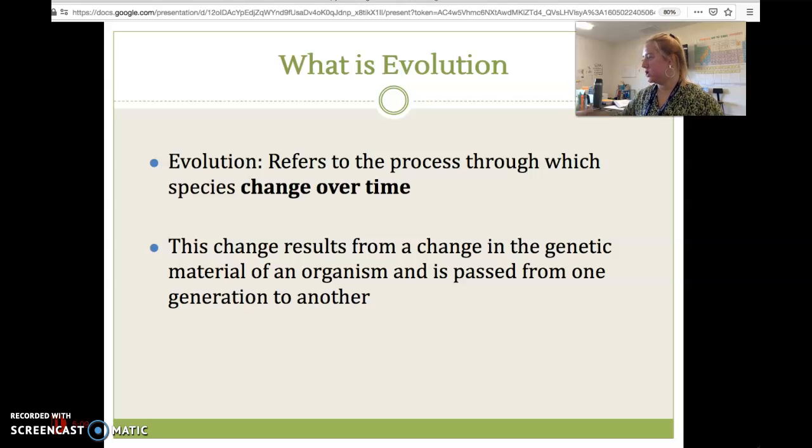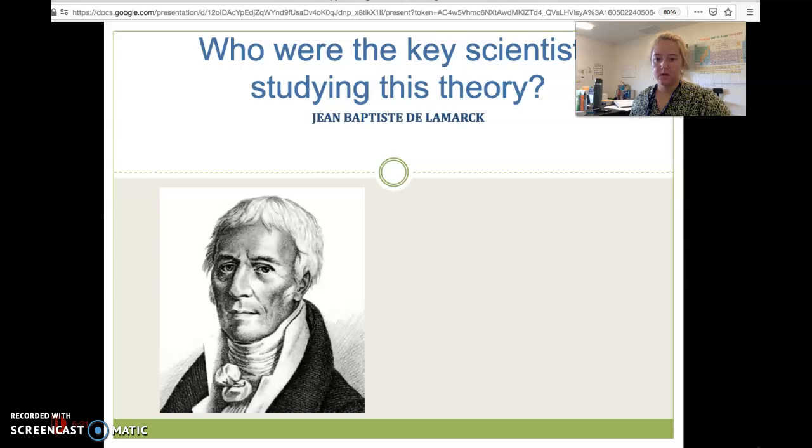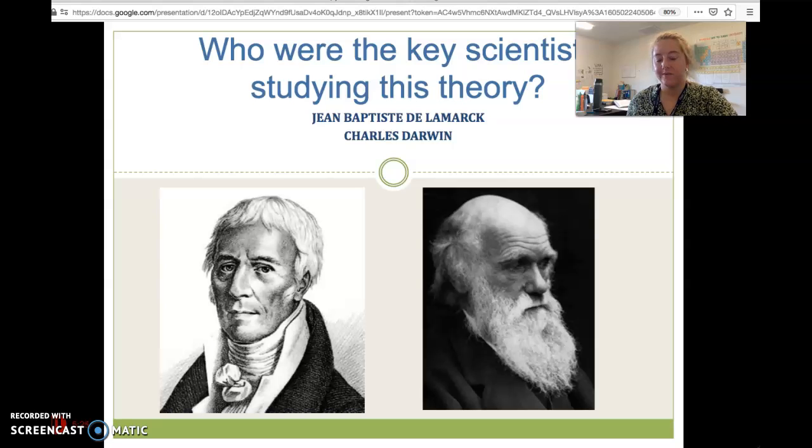We have two key scientists when we talk about the, not advent, but the formation of our evolution theory. They are Jean-Baptiste de Lamarck and Charles Darwin. So I'm pretty sure you've heard the name Darwin before. Not sure if you've heard Lamarck. Let's figure out how these two differed and what they discovered.